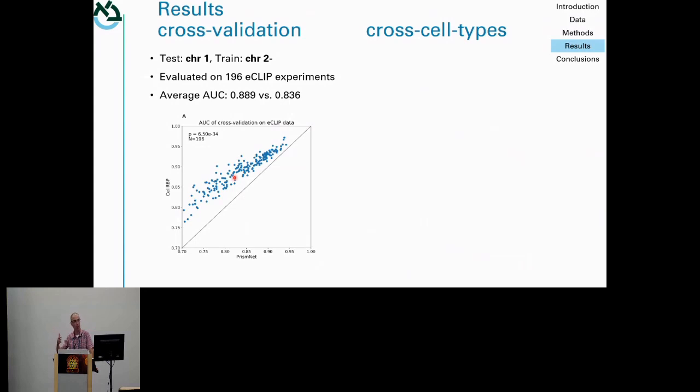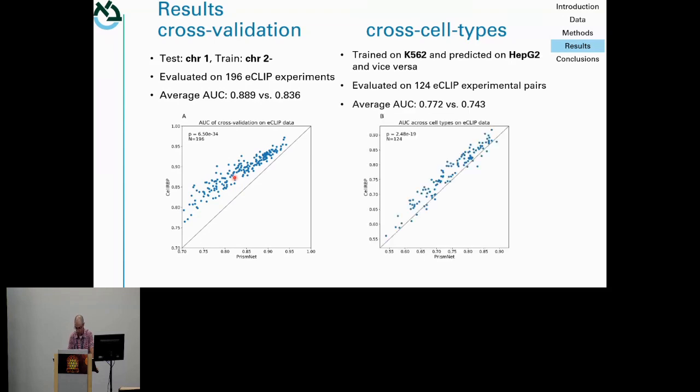Soon I will show you an ablation study where we added each type of information separately to show the effect. But now let's see how well we do in cross cell type predictions. So we trained on one cell type, K562, and predicted on the other, HepG2, and vice versa. That provided 124 experimental pairs of the same RBP, the same protein that was tested, and here are the results. Now the average AUC is 0.77 compared to 0.74 of PrismNet. So we still outperform PrismNet.